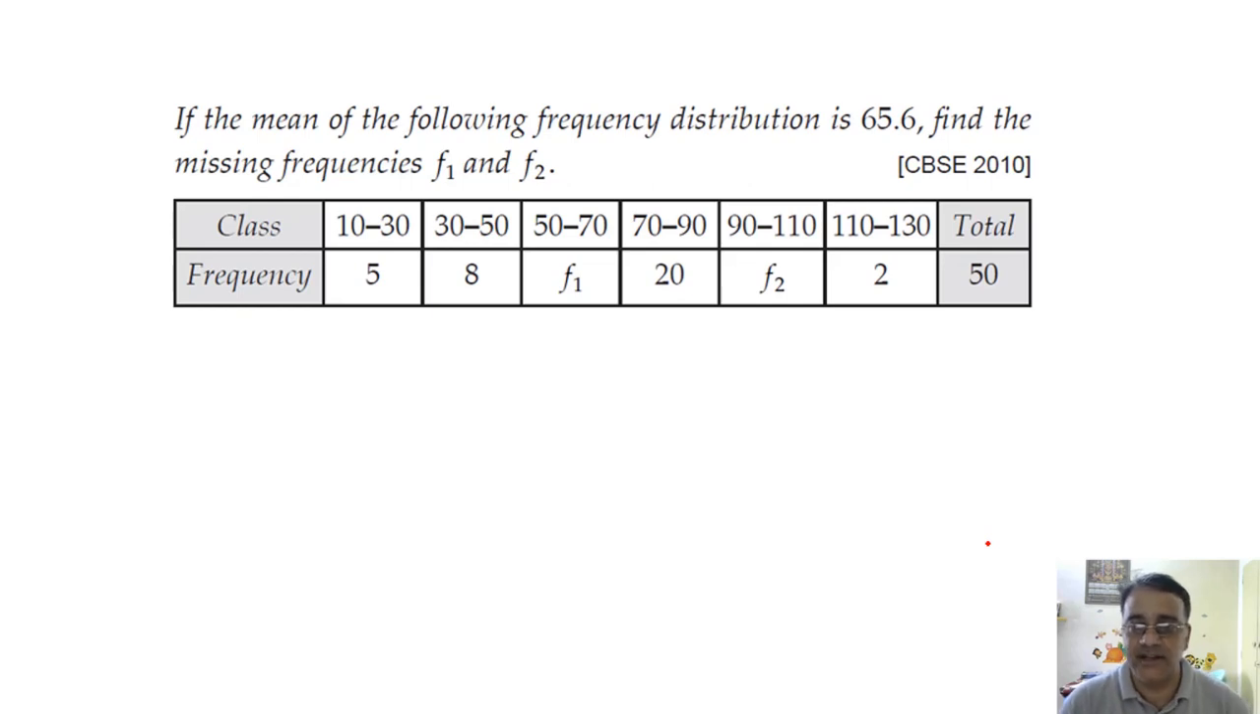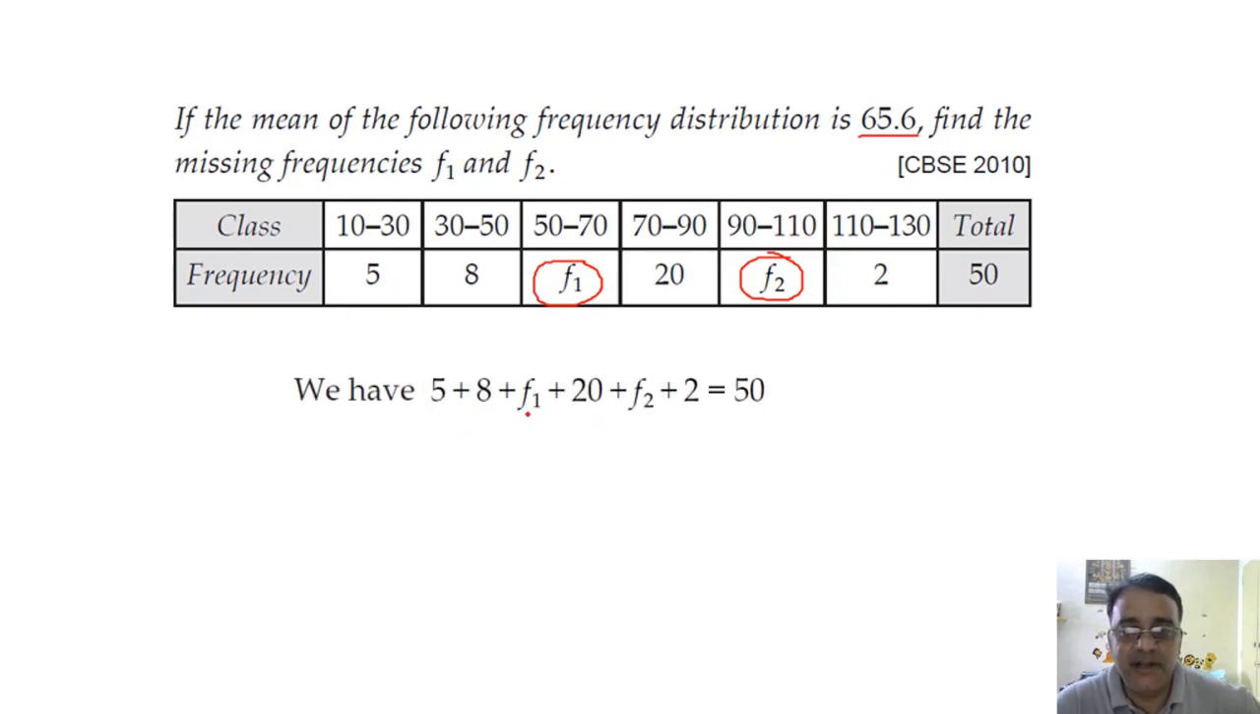Take this question, 2010 board question. If the mean of the following frequency distribution is 65.6, find the missing frequencies f1, f2. So first of all, सबसे पहले हम लोग f1 और f2 के बीच में रिलेशन निकालेंगे. How? Add all these numbers. 5 plus 8 plus f1 plus 20 plus f2 plus 20 is equal to 50. So 8 plus 22 is 35. So f1 plus f2 is equal to 15 आ रहा है. So f2 को हम लोग 15 minus f1 लिख सकते हैं.